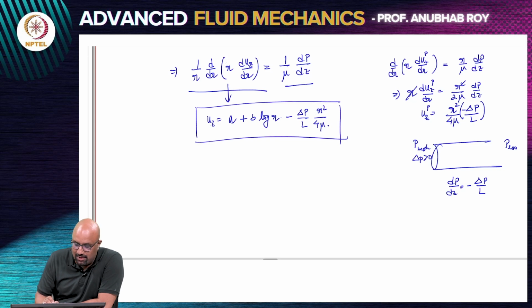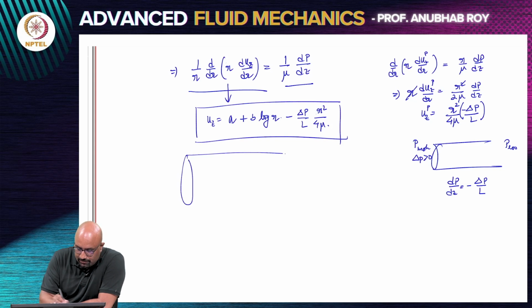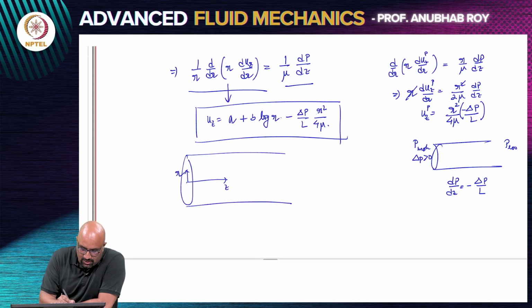Now, the time is there for applying boundary conditions. So you have a pipe which has R going from 0 at the center line of the pipe to R going to capital R at the wall of the pipe. One of the boundary conditions is that Uz at R equals capital R should be equal to 0. That is the no slip boundary condition. But then you have two constants in this problem.